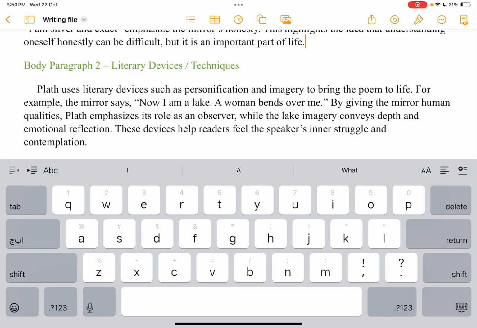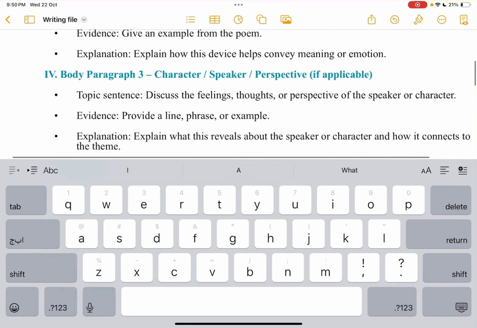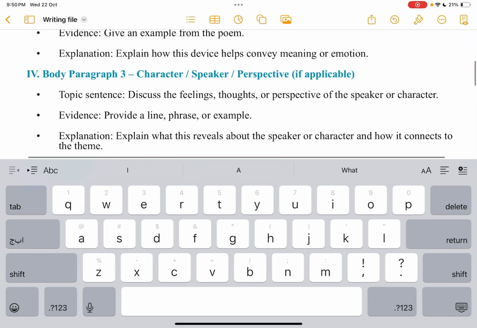For example, the mirror says, "Now I'm a lake. A woman bends over me." By giving the mirror human qualities, Plath emphasizes its role as an observer, while the lake imagery conveys depth and emotional reflection. These devices help the reader feel the speaker's inner struggle and contemplation. So basically, this is about body paragraph number 2, the devices and what the devices help with. Let's go to body 3, the character analysis.